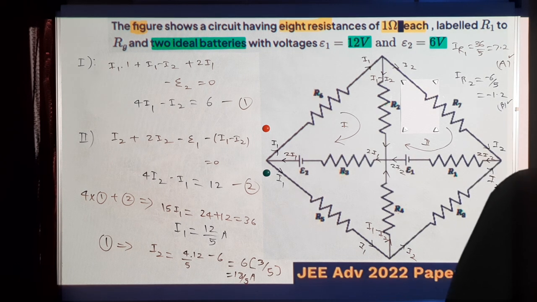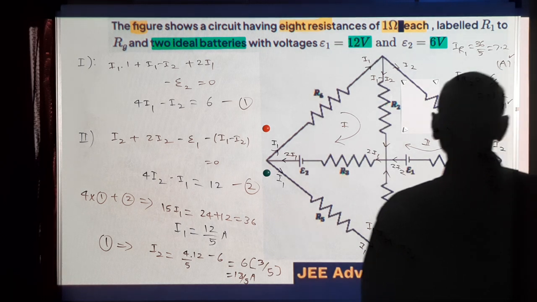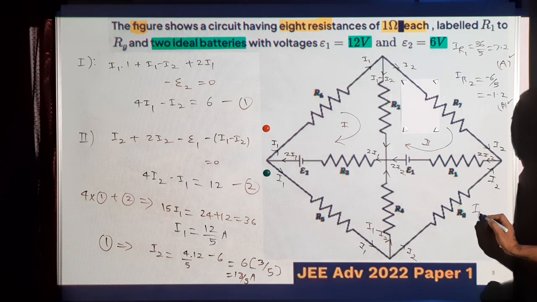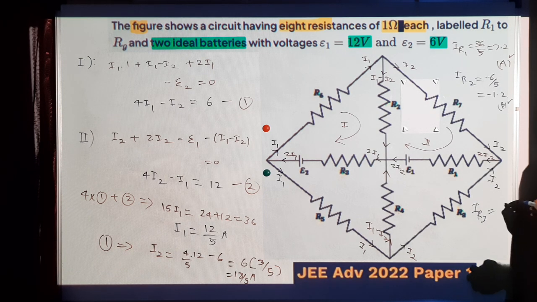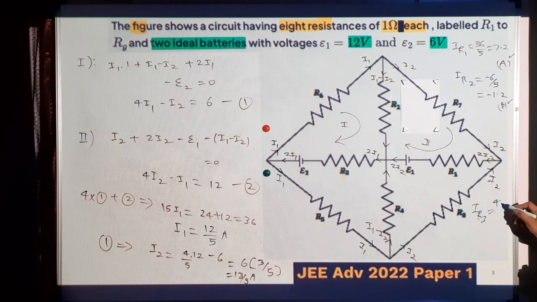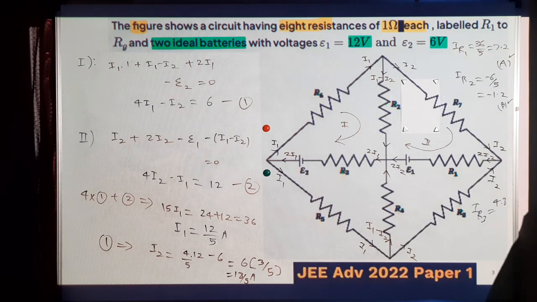Statement B is true. And for statement C, current in R3. R3 is this one, that is twice I1, which is 24 by 5, so it's 4.8. 2I1 is 24 by 5, which is same as 48 by 10, so it's 4.8. So option C is also true.